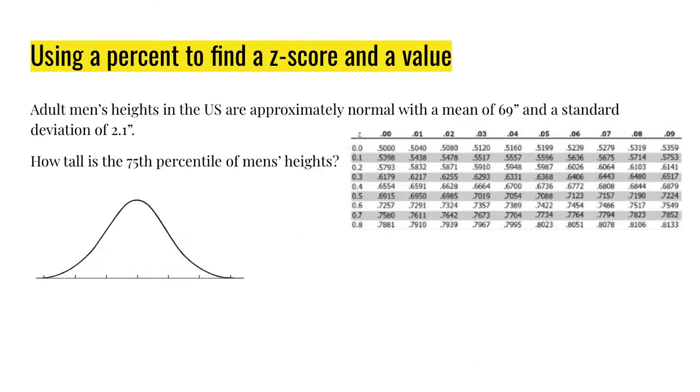Okay, last slide. Working backwards. Again, 69 with standard deviation of 2.1. How tall is the 75th percentile of men's height? Percentile means that 75% of values would be below where you are. Well, we know by the empirical rule that this is going to be 68 right here, that this is 50 here, so somewhere around here, right? We don't know. Let's figure that out. I'm going to put a little question mark there.